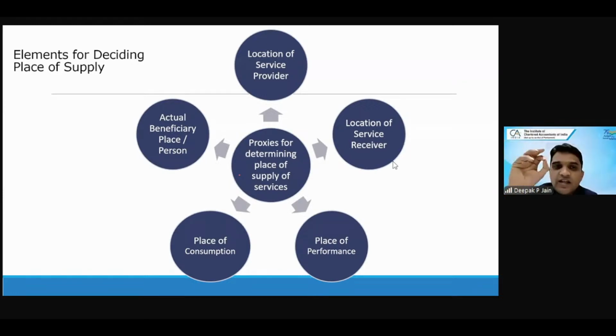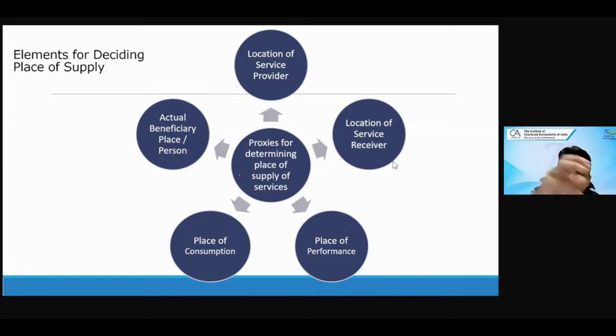Because in services, what all can be there? The location of the service provider can be different, the location of the service receiver can be different, and they can maybe provide services from anywhere. Services can be performed from anywhere. So the place of performance can vary, the place of consumption can vary, and the actual beneficiary or the place and person will be varying. When we discuss the scenarios, I'll explain how and where.